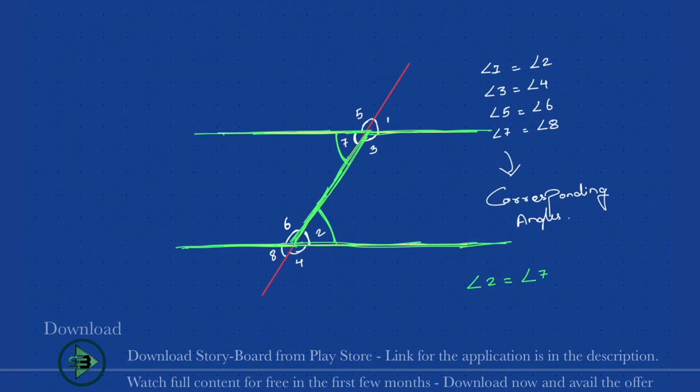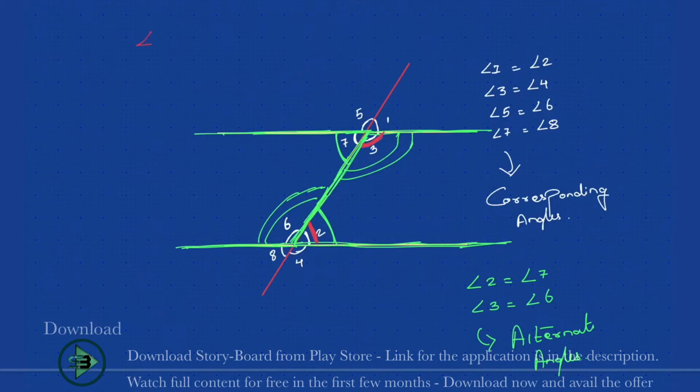Pair of alternate angles. Similarly, draw a reverse Z. Angle 3 will be equal to angle 6, right? Again, what is the reason for that? That is a pair of alternate angles. So for alternate angles, always remember to draw a Z or a reverse Z. That will always give you your alternate angles.